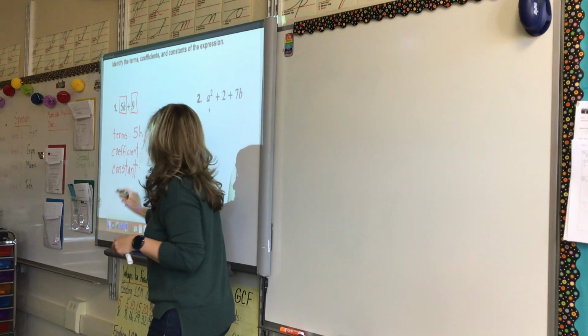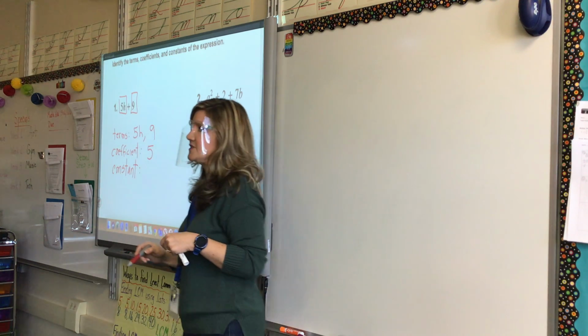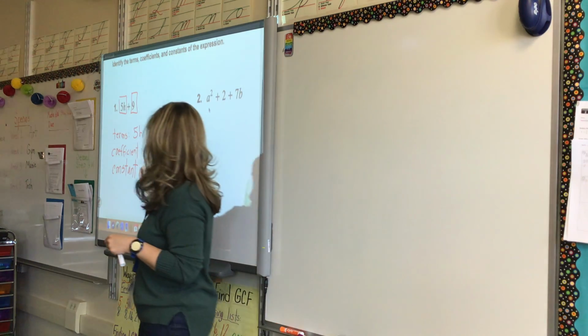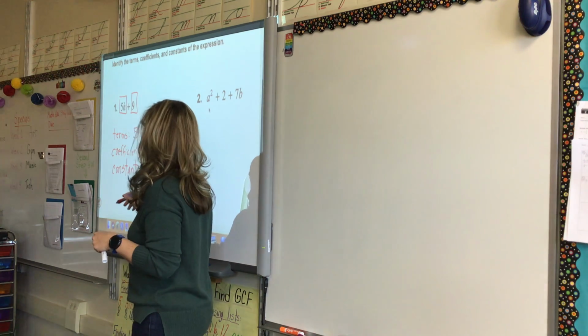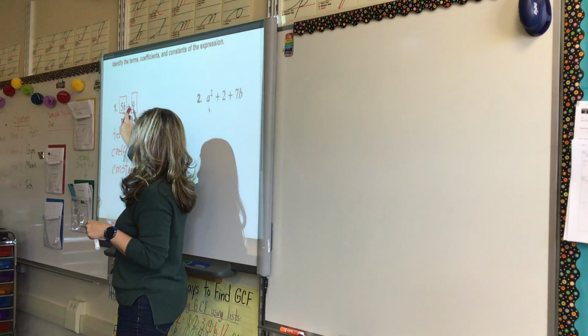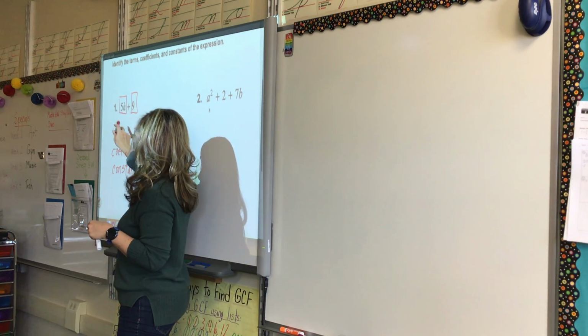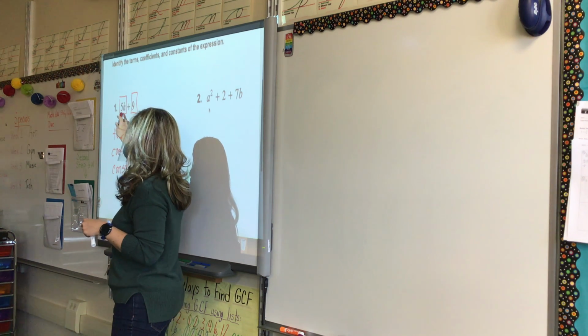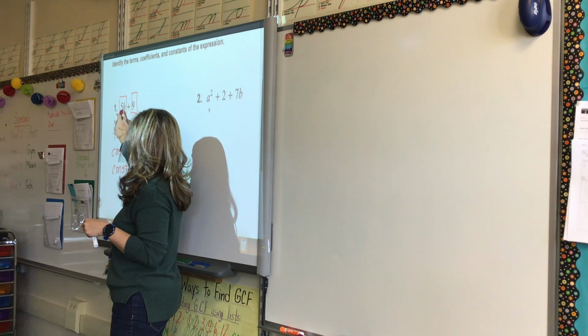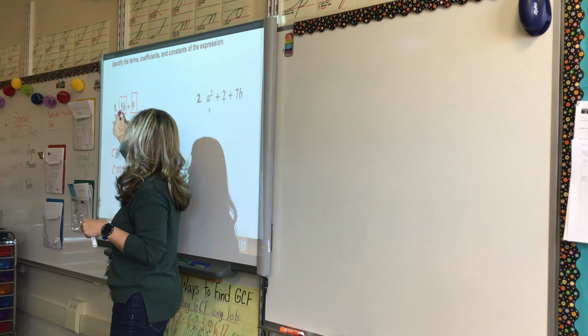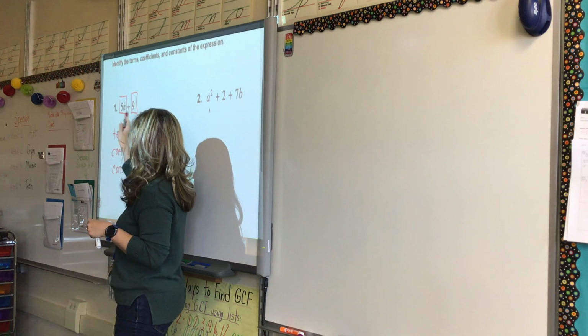What is the constant here? Kyle? 9, right. The constant does not change, and it doesn't change because there's no variable next to it. The coefficient 5 is the numerical part of a term where there's a variable, so it comes before, and the constant remains the same.